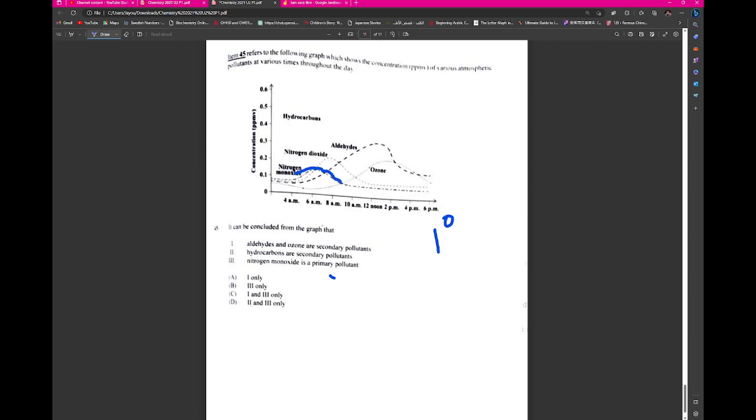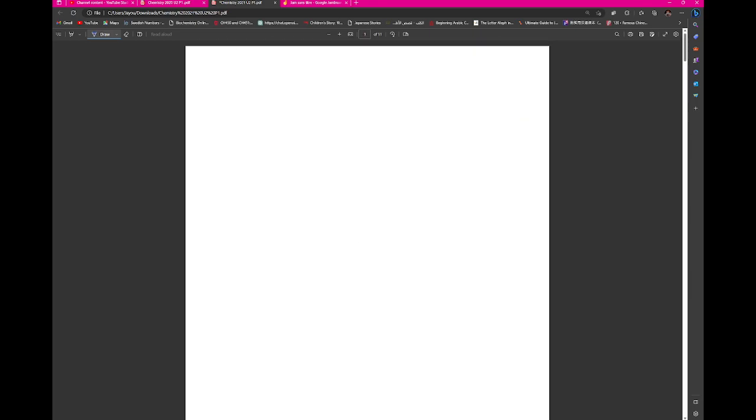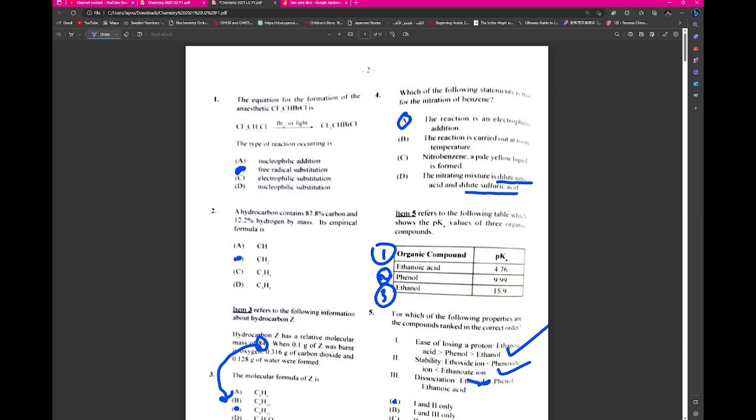It's primary there. And we know why it's primary, because we see the increase in aldehydes and ozone as nitrogen oxide is produced, right? So we see that aldehydes and ozone are reliant on nitrogen dioxide and nitrogen monoxide to be produced. Therefore, these are true. But hydrocarbons are released from crude oil processes. They are usually primary, so they can't be secondary. So 1 and 3 only. And that is the full explanation of the chemistry unit 2 2021 paper 1.